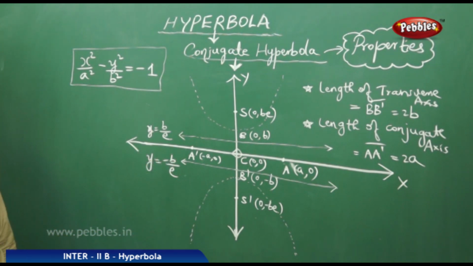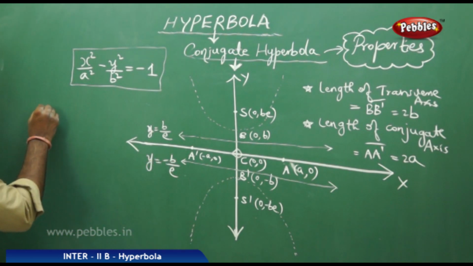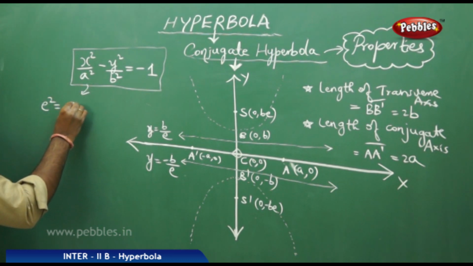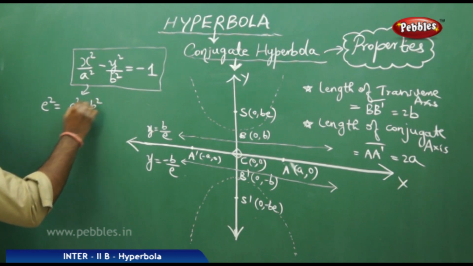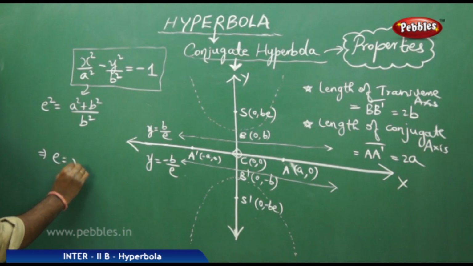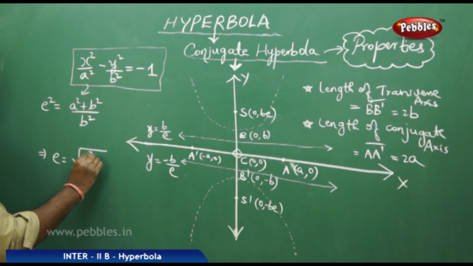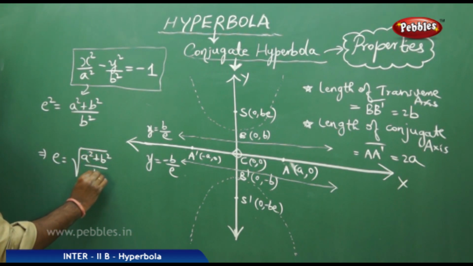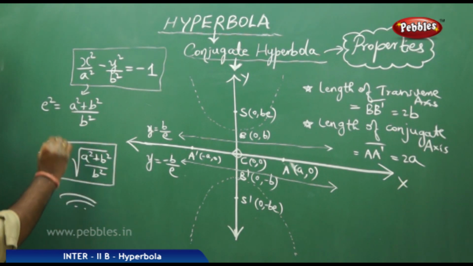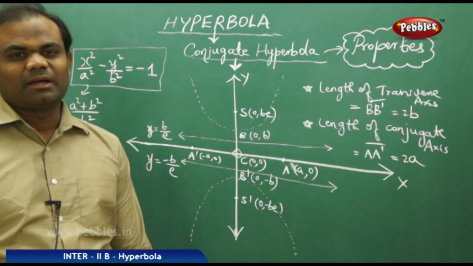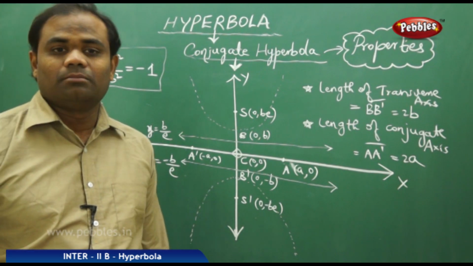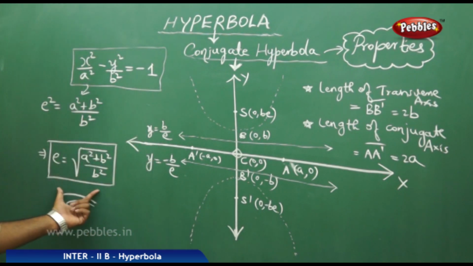The eccentricity which we have for the conjugate hyperbola is e squared equals (a squared plus b squared) by b squared. That implies e equals the root of (a squared plus b squared) by b squared. This is how we define the eccentricity for the conjugate hyperbola: the root of (a squared plus b squared) by b squared.